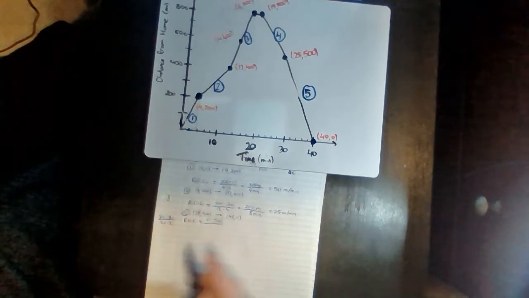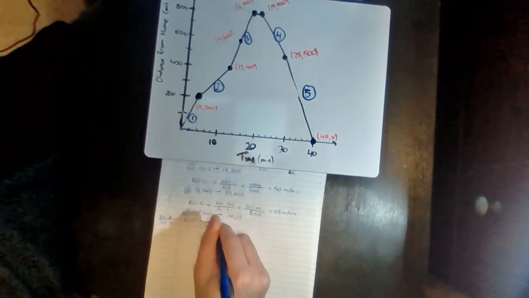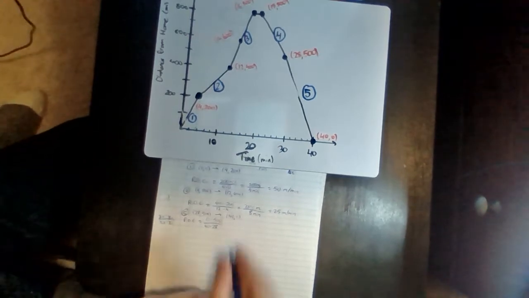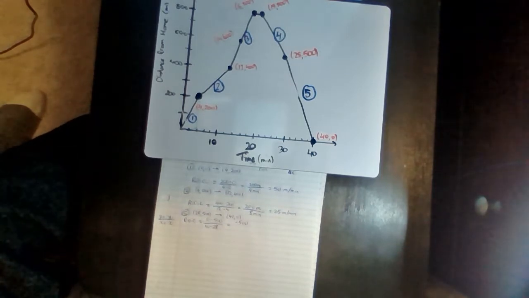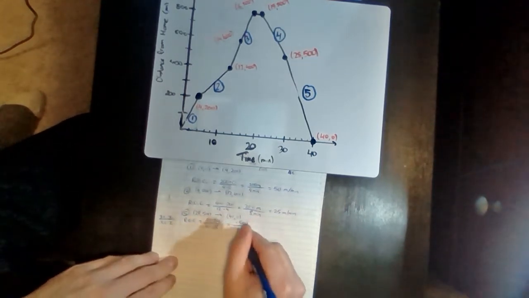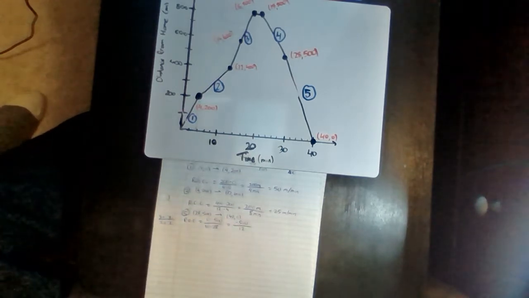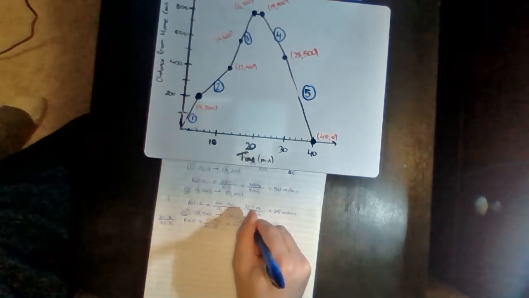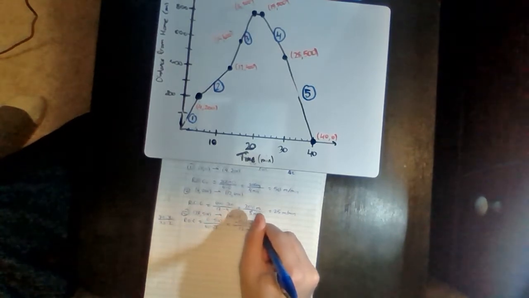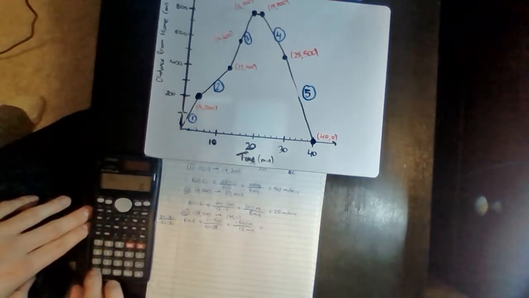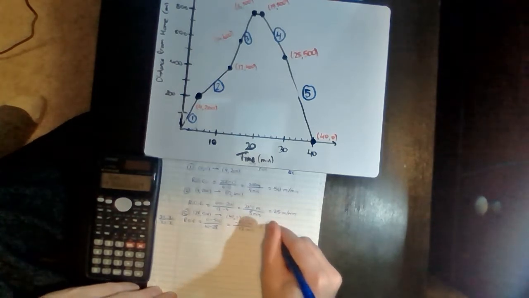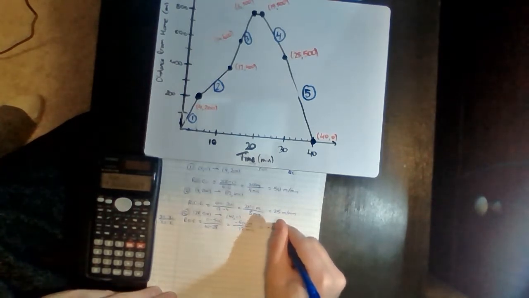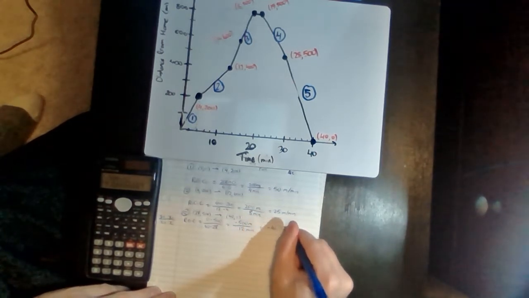And then it takes from 28 to 40 minutes. So we're going to do 40 minus 28. And so that's going to give us negative 500 over 12. Negative 500 meters over 12 minutes. Negative 500 divided by 12 is approximately negative 41.7. And again, this is meters per minute.